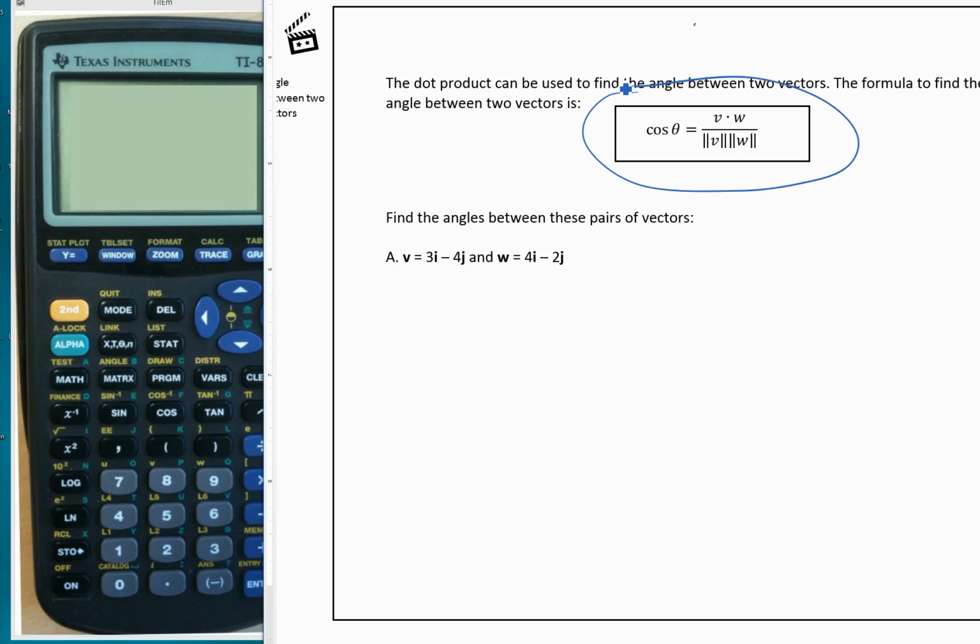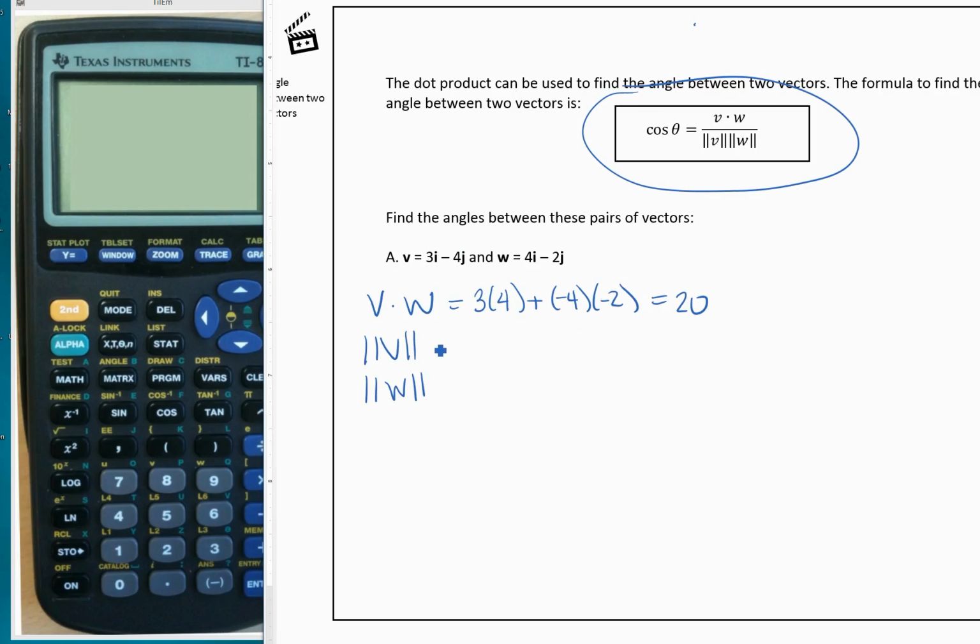So we're first going to find three things: v dotted with w, the length of v, and the length of w. So v dotted with w here, we take 3 times 4 plus negative 4 times negative 2, and this gives us 12 plus 8, so that's 20.